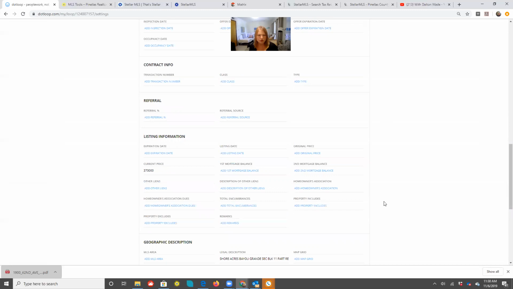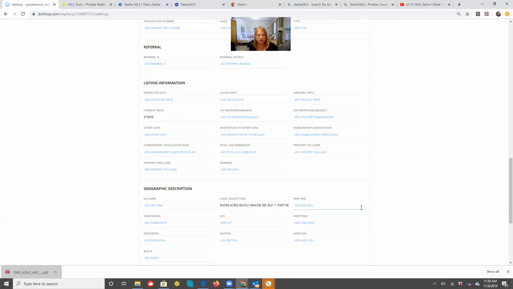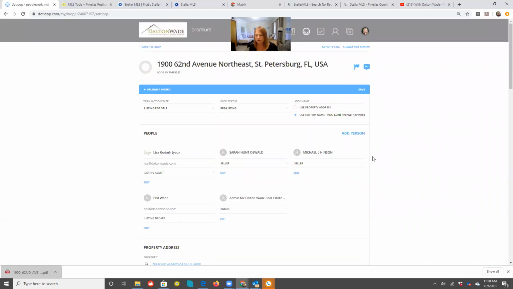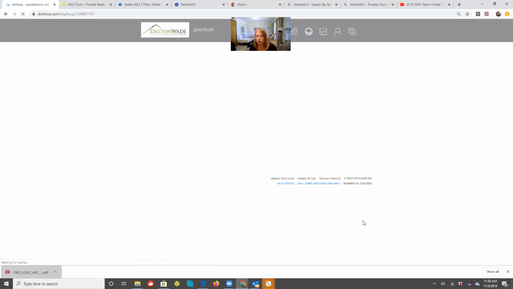We also fill in the legal description and then the tax IDs up here, very important. So now that we did all of that, we go back to our loop and we start preparing our documents, and that's where we were when you guys joined us. We were preparing our documents.